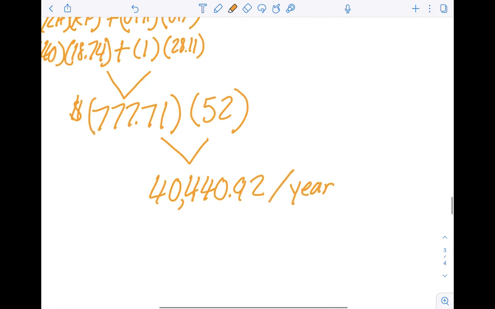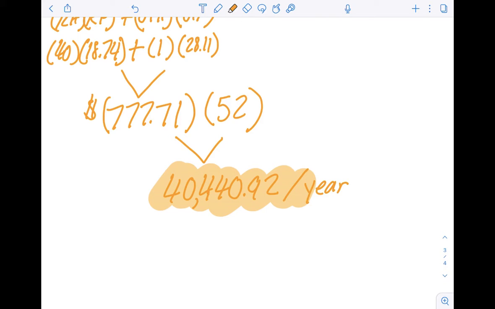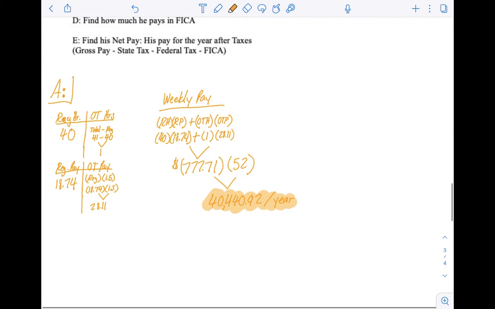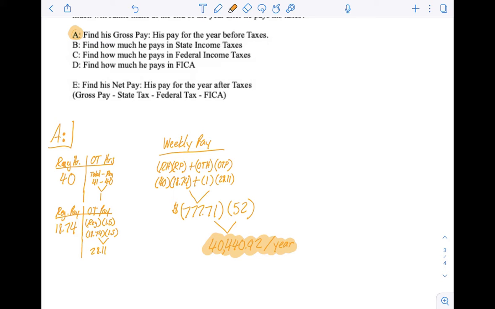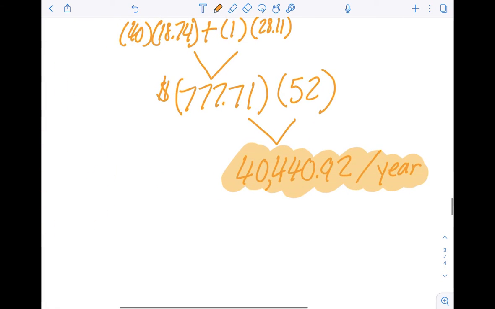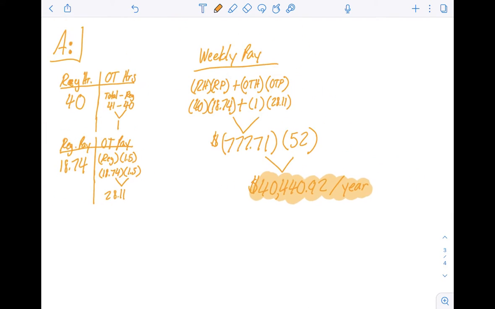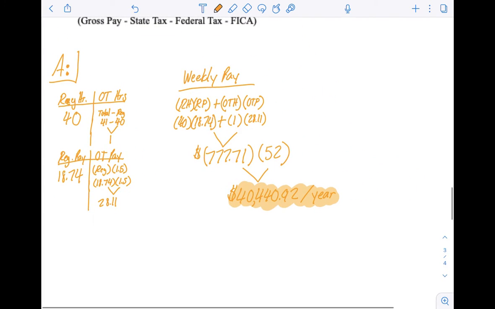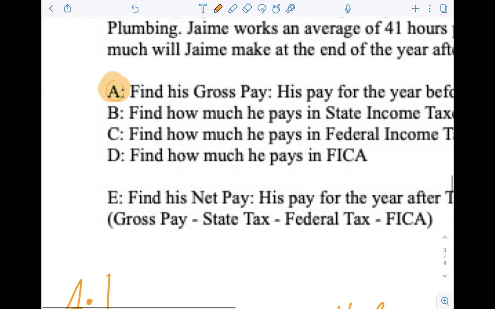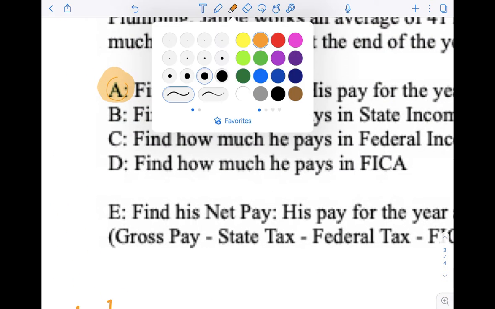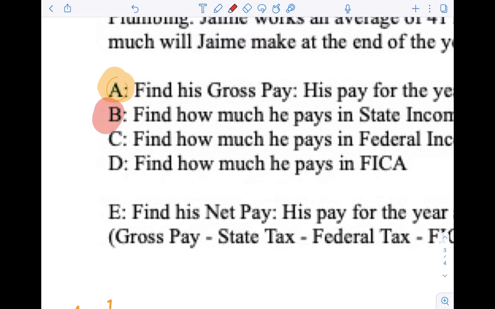Right? So let us highlight this. And there you go. We found A. We found how much he makes for the year before taxes. He makes, I forgot to write the dollar sign here because this is money, $40,440.92. Perfect. That's how much he makes for the year. We got A. Next, let us find B.